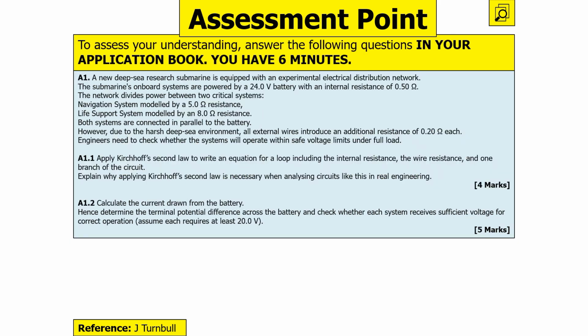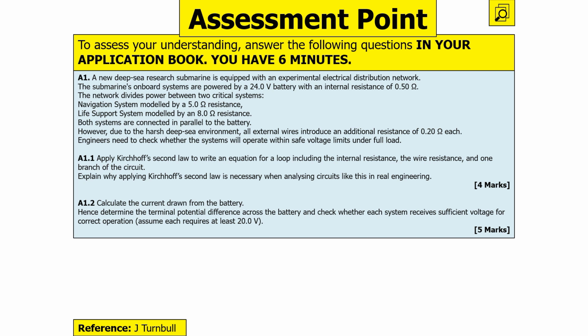The next question says, a new deep sea research submarine is equipped with an experimental electrical distribution network. The submarine's onboard systems are powered by a 24-volt battery with an internal resistance of 0.50 ohms. The network divides power between two critical systems, the navigation system modelled by a 5 ohm resistor and a life support system modelled by an 8 ohm resistance. Now, both systems are connected in parallel to the battery. However, due to the harsh deep sea environment, all external wires introduce an additional resistance of 0.20 ohms each.